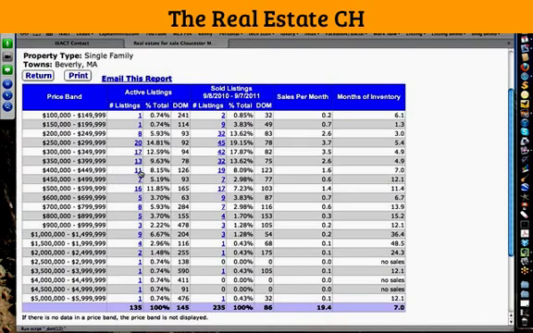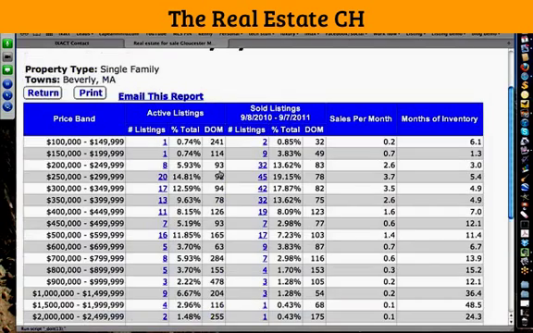Let's see, there's 11 properties on the market right now. There were 19 sold in the last year. That means there's 1.6 sales per month. There's 7 months worth of inventory on the market right now, Mr. and Mrs. Seller. 7 months worth of inventory in your price range. Do you have 7 months to sell your property?